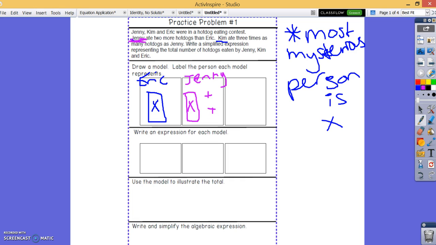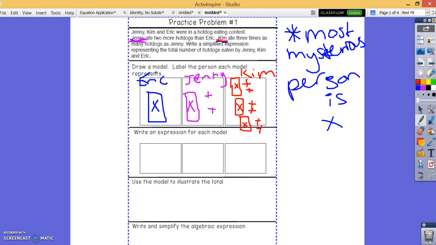Now, Kim is more complicated. Kim ate 3 times as many hot dogs as Jenny. So here's Kim, and she's got X, and then 2 positives. And then another X, and 2 positives, and then a third X, and 2 positives, because she ate 3 times as many as Jenny. So you have to literally represent Jenny's 3 times.